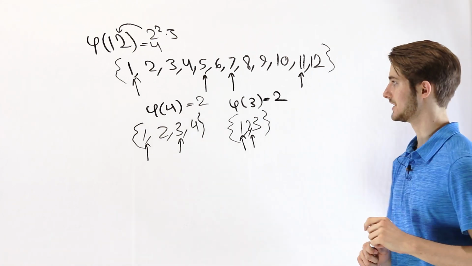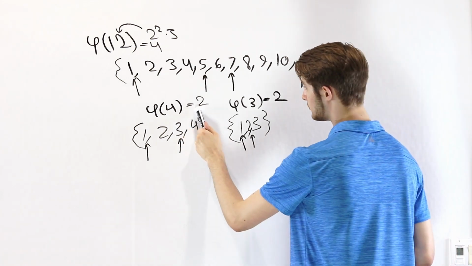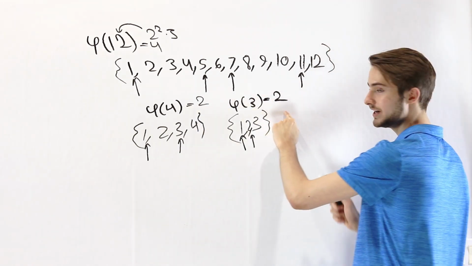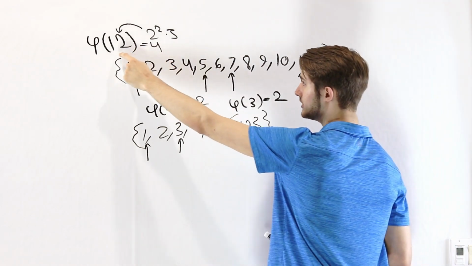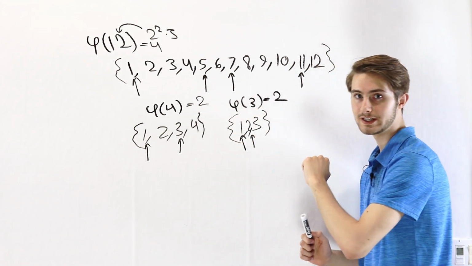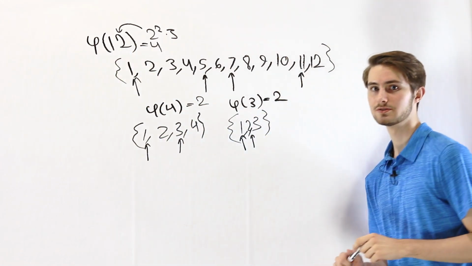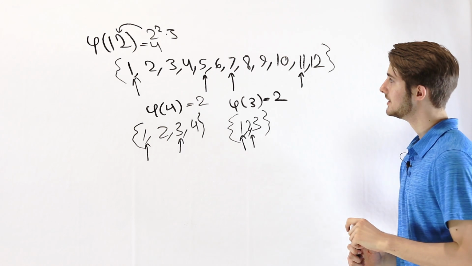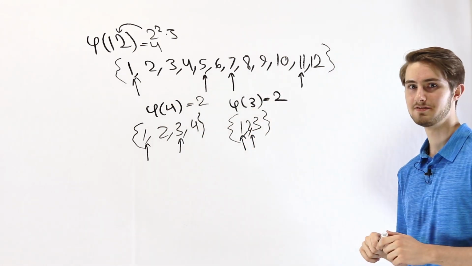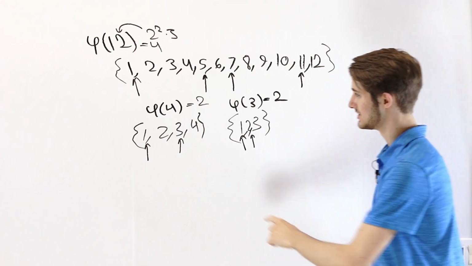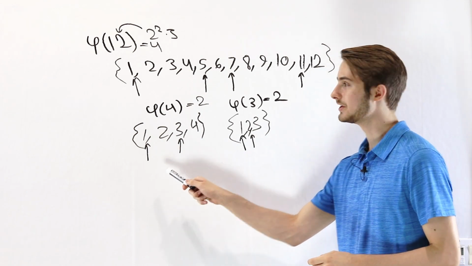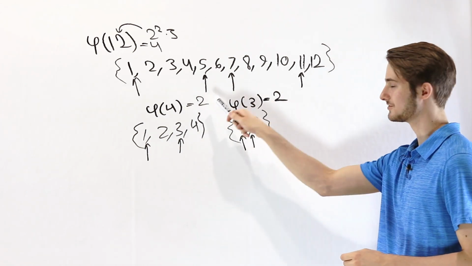Now there's something interesting happening. Notice, phi of 4 is 2, and phi of 3 is 2. If we multiply these, 2 times 2, we get 4, which is phi of 12. So phi of 4 times phi of 3 gives us phi of 12. That's a little bit odd because these numbers that we see up here, 1, 5, 7, and 11, don't seem like they're really related to these numbers down here. These numbers are just 1, 2, and 3. Are they really related to 7 and 11 and 5?